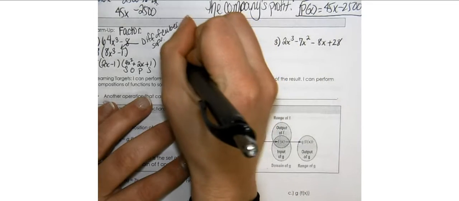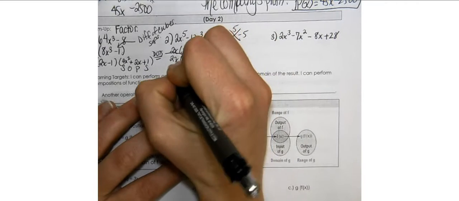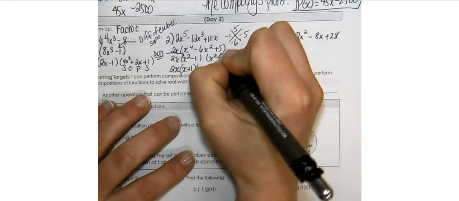X squared minus 1 is a difference of 2 squares, so it's a DOTS. So we're going to have to break that parenthesis down even further. So we have 2x times x plus 1 times x minus 1 times x squared minus 5. X squared minus 5 is not a DOTS, and that's because 5 is not a perfect square number.